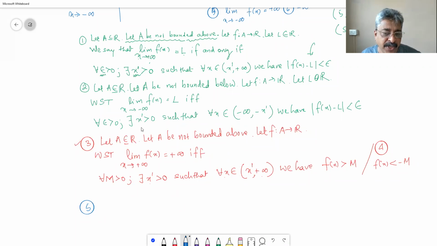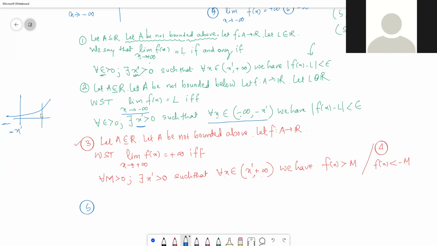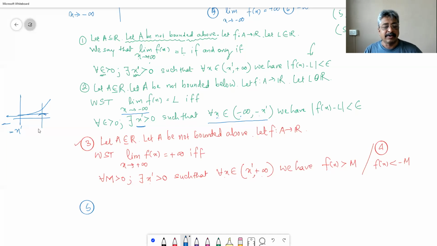Sir, in the second one, instead of such that for all x belonging to minus infinity to minus x dash, if we write for all x belonging to x dash to plus infinity, and instead of f of x minus l, we write f of minus x minus l, it's more... There will be many possibilities of changing signs here and there, but if we are keeping it positive, x dash positive, and basically what you want to say graphically is as you go to minus infinity side, that is what is the meaning of this. You want to go towards minus infinity, so you should select any value of x from minus infinity to whatever value x dash, opposite of x dash, you decide. So physically this is correct, geometrically this is correct.